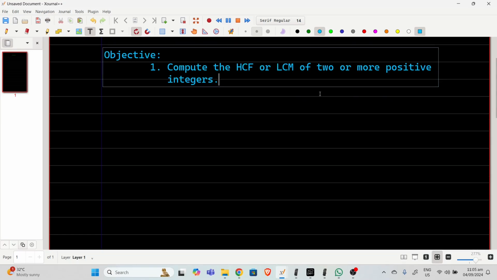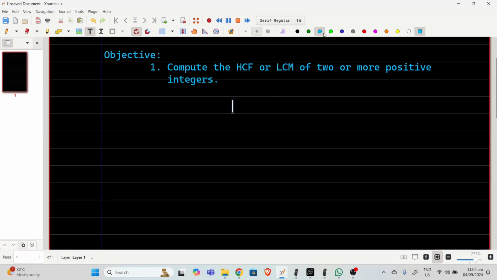And the first one we're going to start with is computing the HCF. Now, the HCF is called the highest common factor or the greatest common divisor, and it's simply the largest positive integer that divides two or more integers without leaving a remainder. So I'll write that note here now.